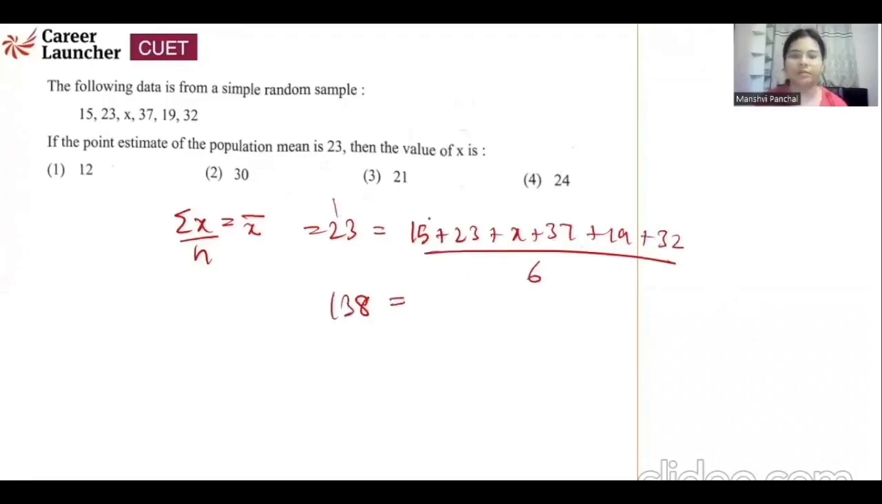So 15 plus 23 plus 37 plus 19 plus 32. This we are subtracting from 138. So it means your 126 plus x. So x equals 12. Option 1 is the correct answer.